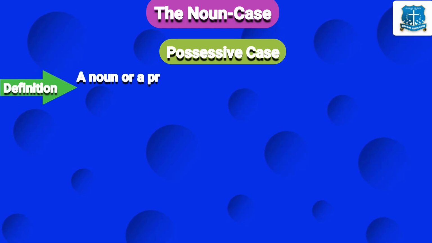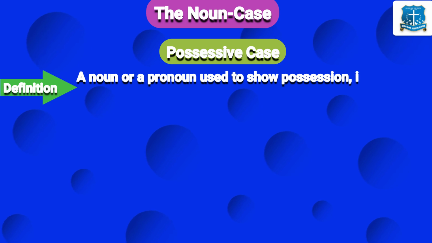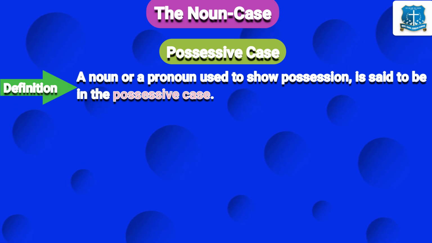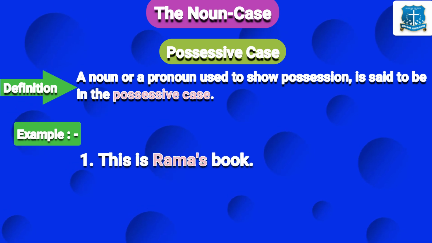Definition: a noun or a pronoun used to show possession is said to be in the possessive case. Ownership or belongs to the person. Example: this is Rama's book. Whose book? Rama's book. So Rama's is the possessive case.